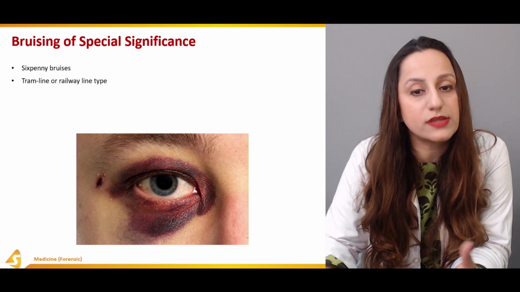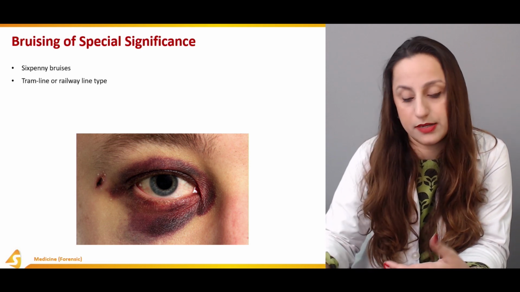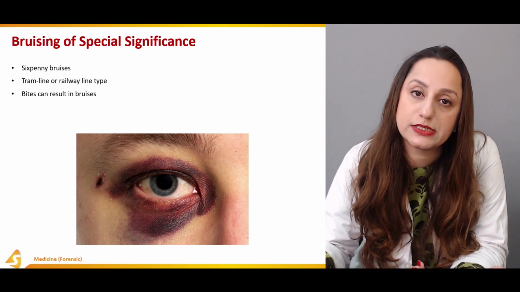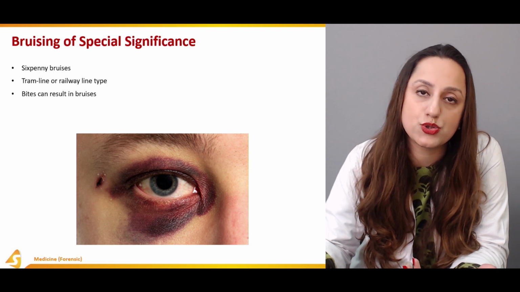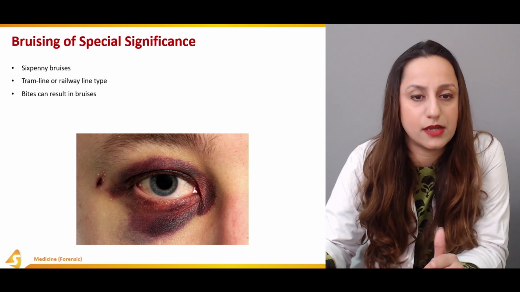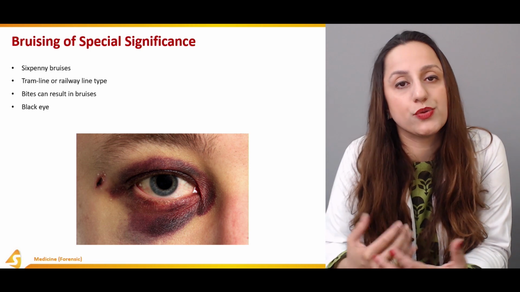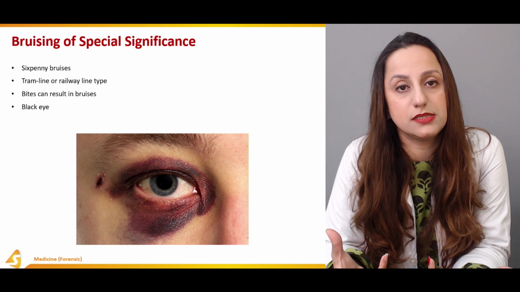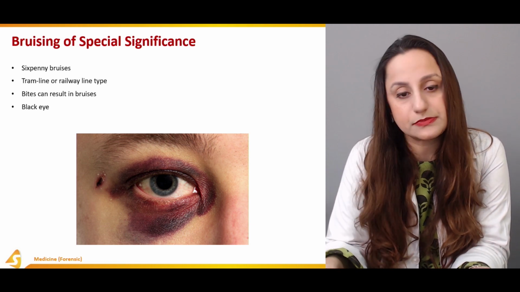The tram line or railway line type is basically when someone is dragged along some sharp, blunt objects. Bites can also result in bruises. For example, they can be teeth bites, and they also result in sexual assaults and in different types of physical assaults that a person can come across. The black eye is usually due to a heavy punch or a blow to the eye, where blood is extravasated into the soft tissues around the ocular regions.